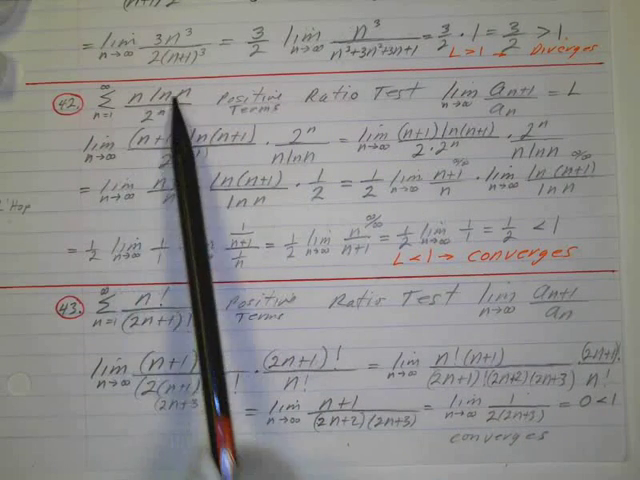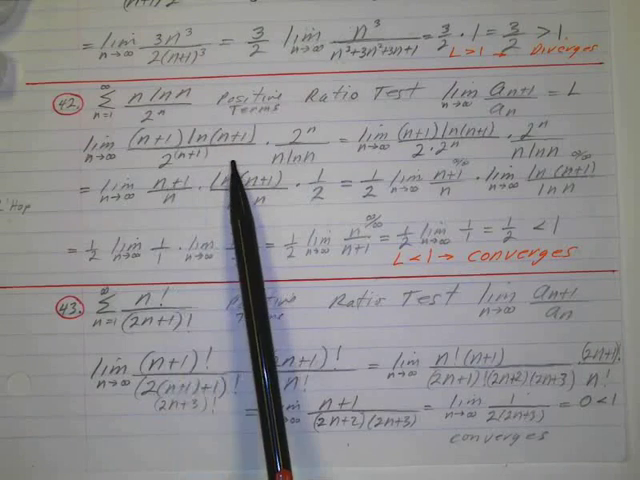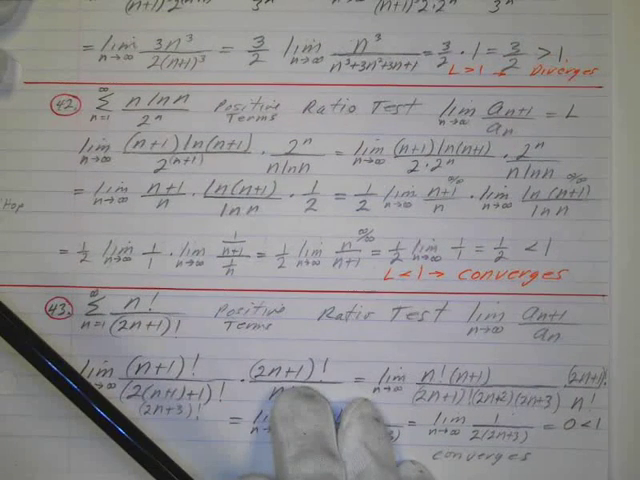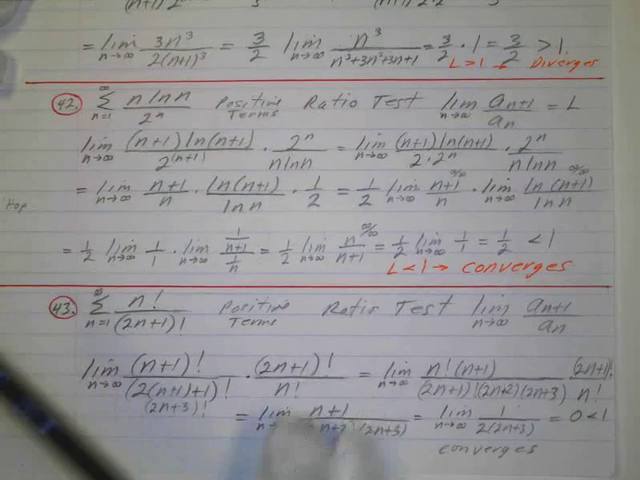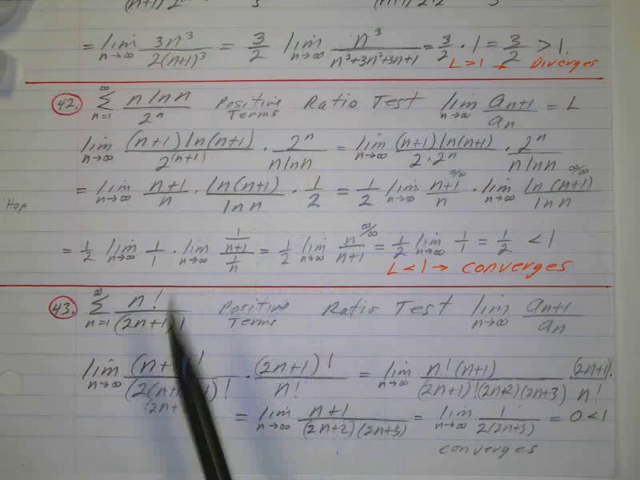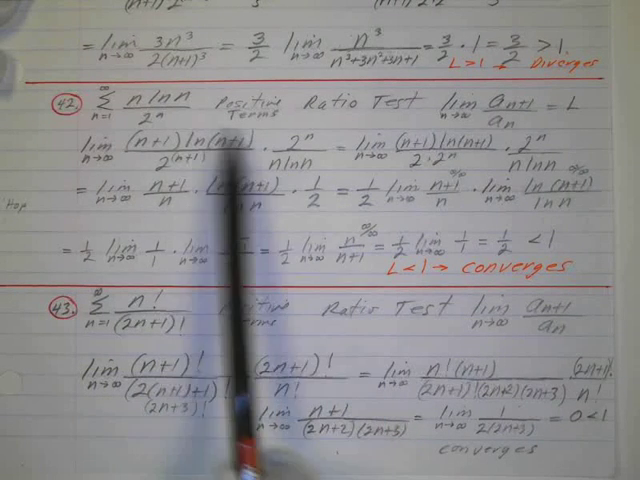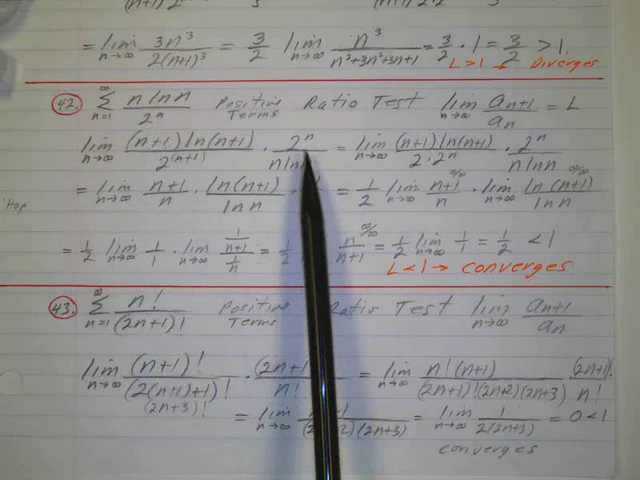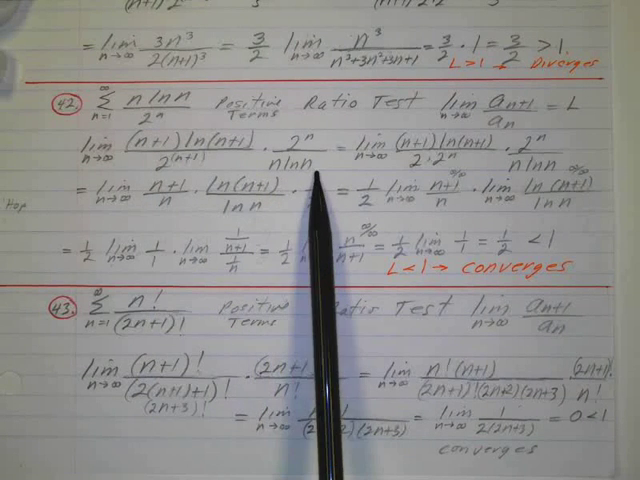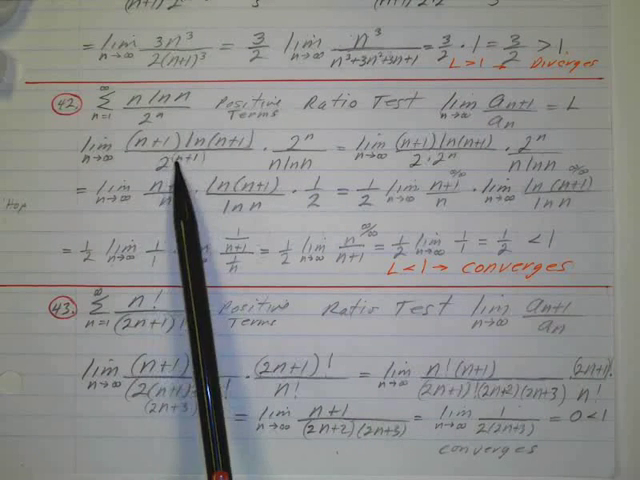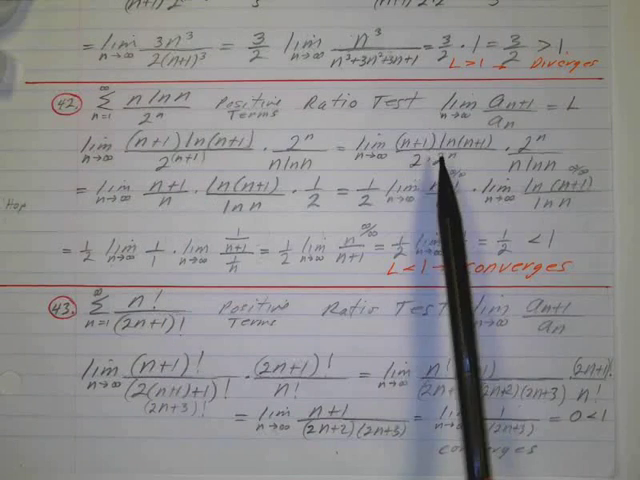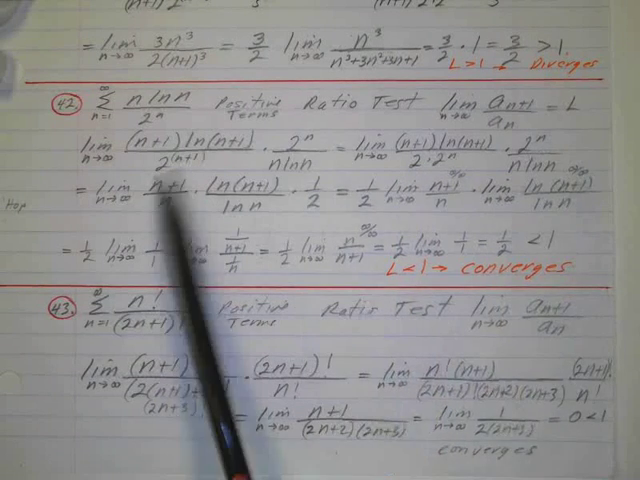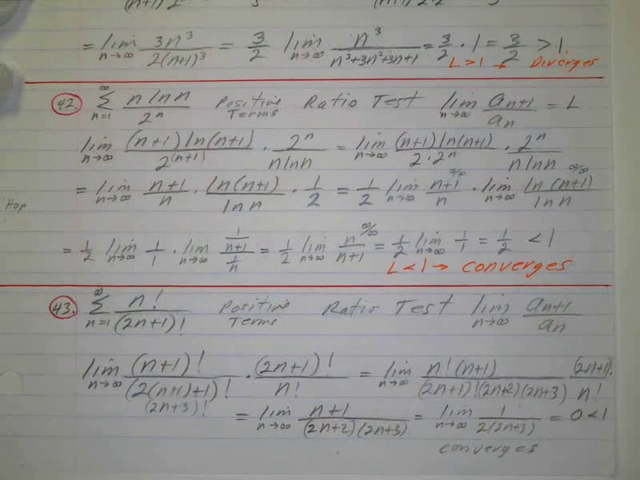So we'll add 1: n plus 1 times the natural log of n plus 1 over 2 to the n plus 1. These are kind of small, so you can always zoom in if you have to and pause it if you want to check these things out. And then times the reciprocal, 2 to the n over n times the natural log of n. I just broke up the 2 to the n plus 1 into 2 to the n and 2, so I could cancel out the 2 to the n's and get that kind of out of the way.